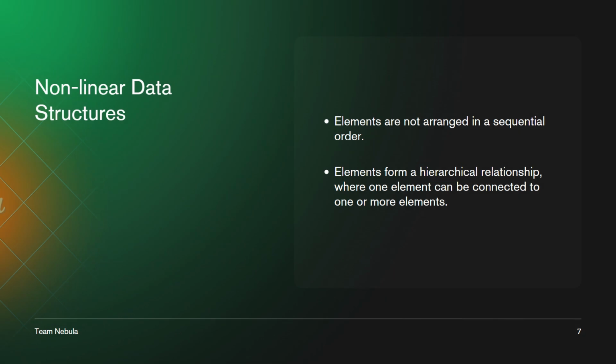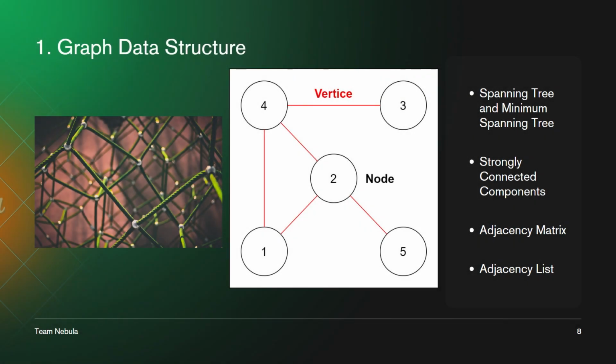Nonlinear data structures. In nonlinear data structures, elements are not arranged in a sequential order. Instead, they form a hierarchical relationship where one element can be connected to one or more elements. Here are some examples of nonlinear data structures. Graph data structure. In a graph, each node is called a vertex, and these vertices are connected to one another through edges. Some popular graph-based data structures include spanning tree and minimum spanning tree, strongly connected components, adjacency matrix, and adjacency list.